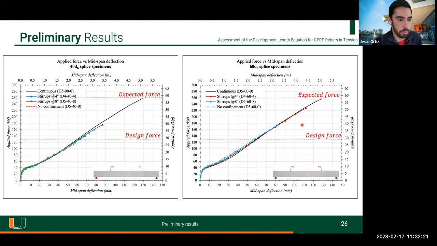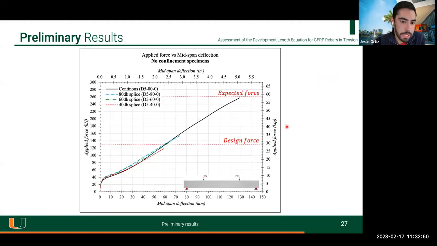So here also we can check the contribution of the stirrups and also the difference and the contribution of a longer splice length. Here, the specimen with stirrups every 4 inches got almost 230 kilonewtons. Here, the specimen with 4 inches was less than the capacity of the one with 60 dB.